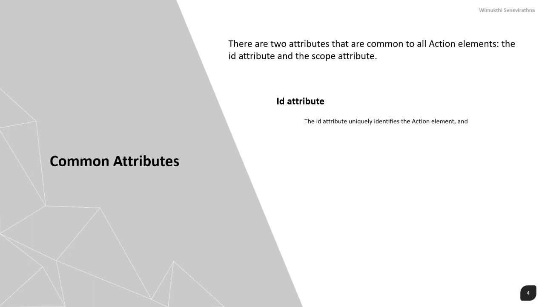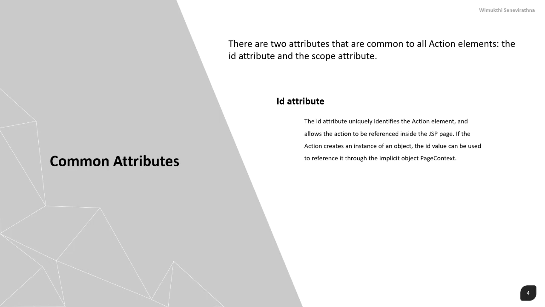ID attribute. The ID attribute uniquely identifies the action element and allows the action to be referenced inside the JSP page. If the action creates an instance of an object, the ID value can be used to reference it throughout the implicit object pageContext.